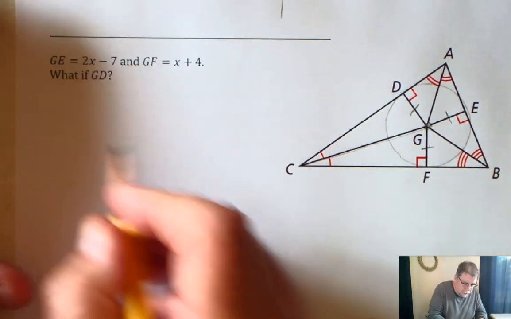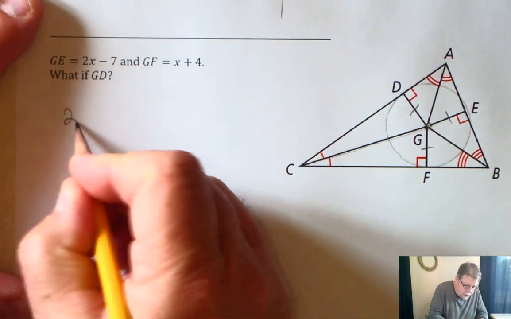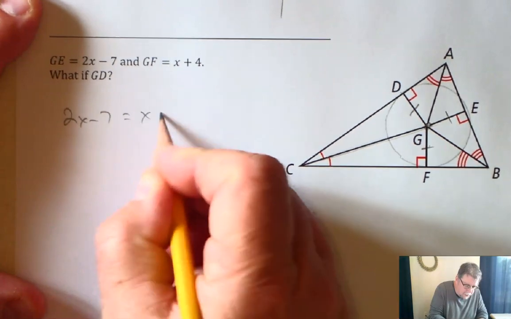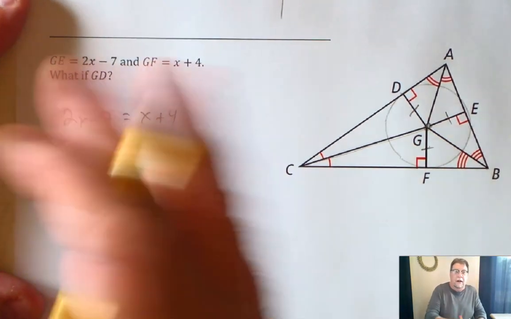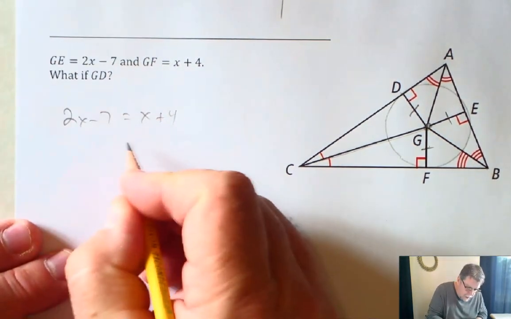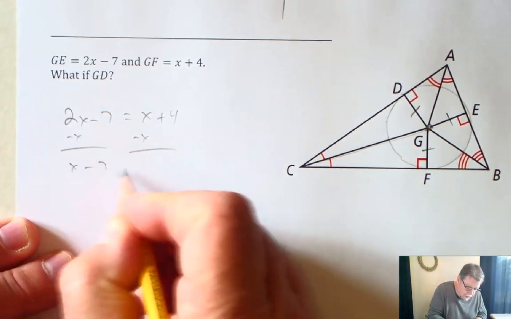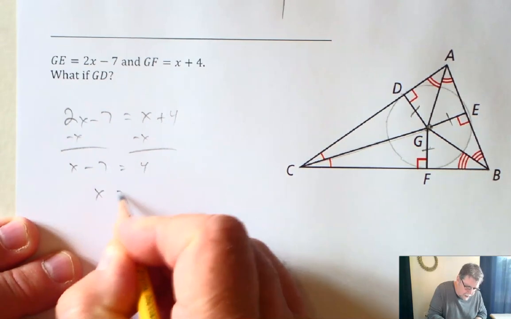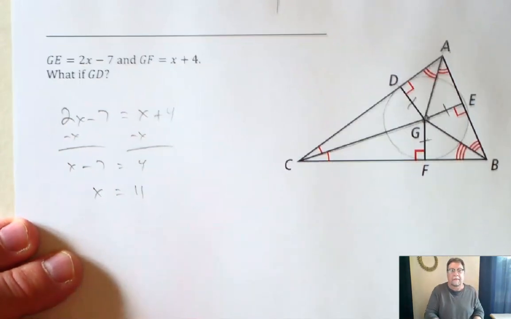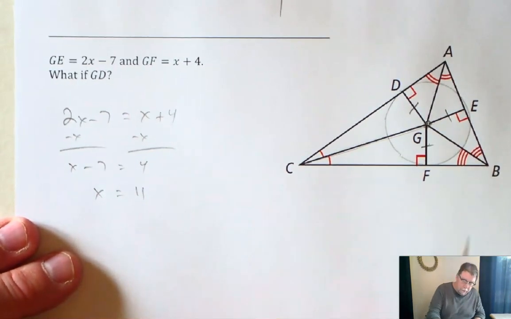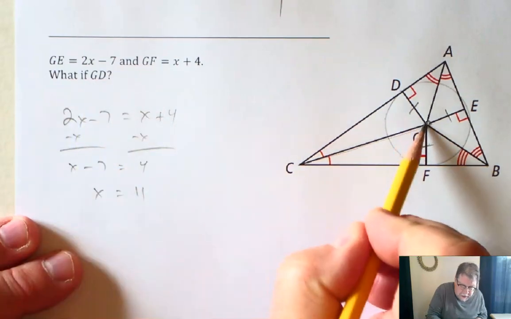So I can set these two equal to each other. So I can say 2x minus 7 equals x plus 4. I could solve that for x. So if I subtract x, I'm going to get x minus 7 equals 4. Add 7 gives me x equals 11. Not quite done with the problem. Remember, the question is, what is GD?